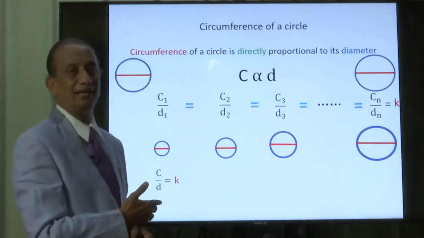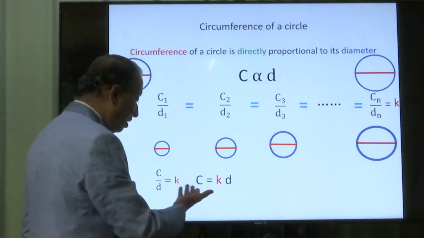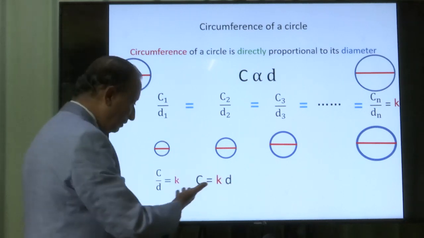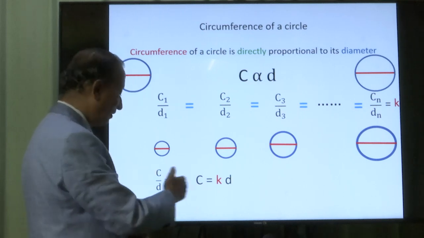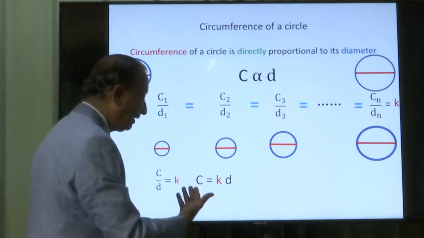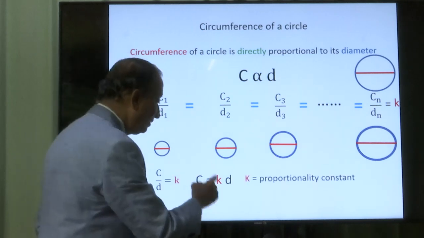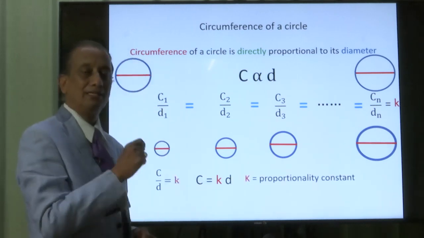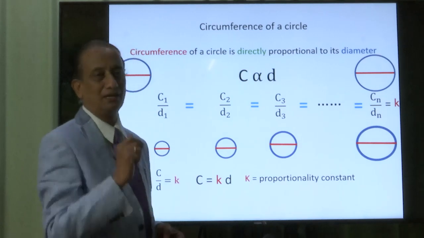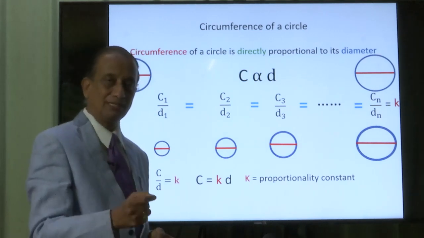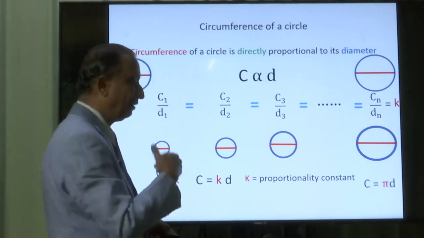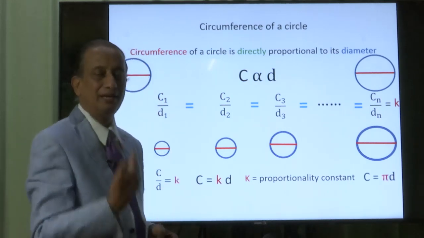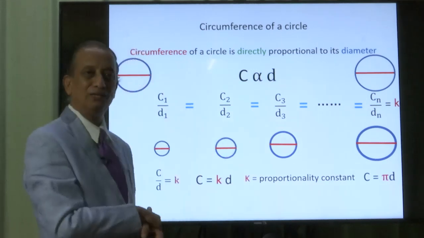Before that, you can cross multiply this. So, C divided by 1 is C, and K into D is K into D, and here this K is called the proportionality constant. It is called the constant of proportion. Now, instead of this K, we are using a Greek letter, that is pi.